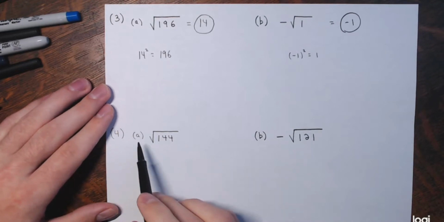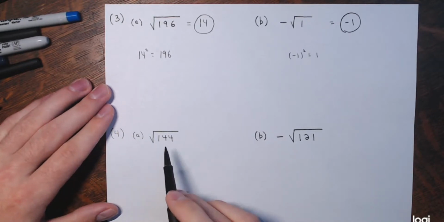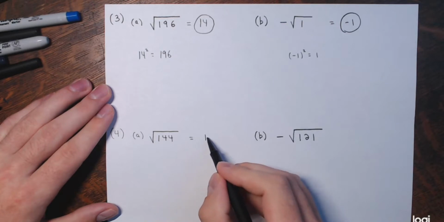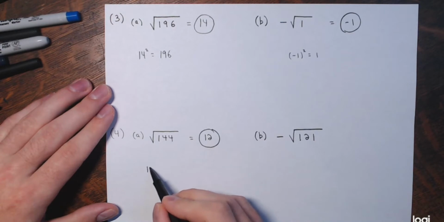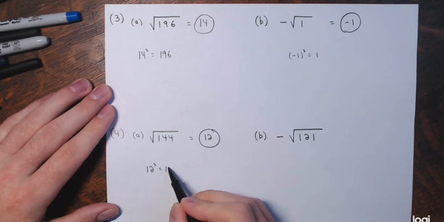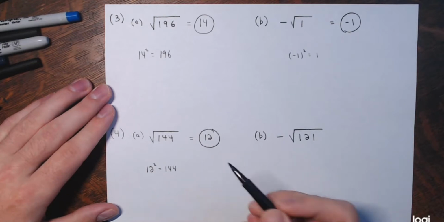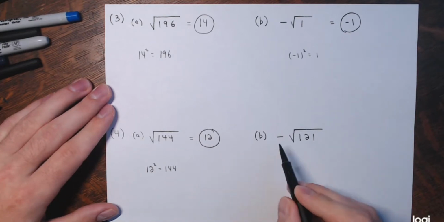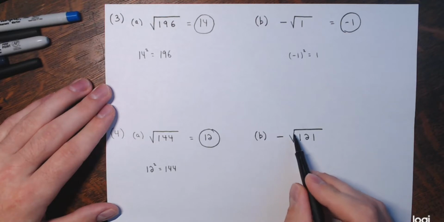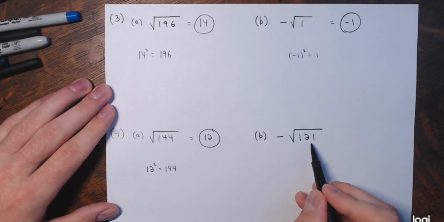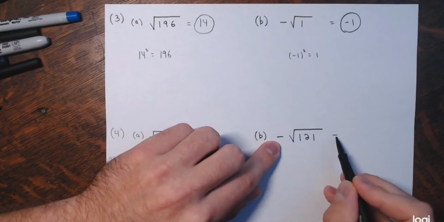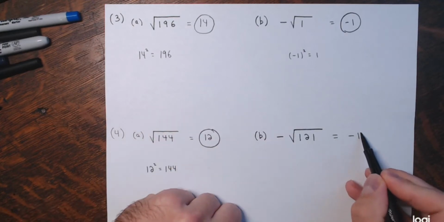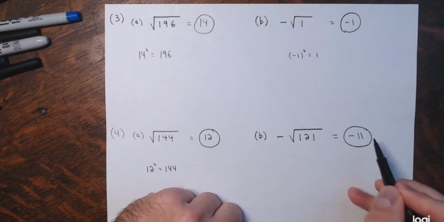All right, number 4. Part A, what's the positive square root of 144? That would be positive 12, and I'm done. That's because 12 to the second power is 144, and that's how you check. Part B, they want the negative square root of 121. Well, the positive square root of 121 would be 11, since 11 squared is 121. So the negative square root of 121 is negative 11 that they want here. I'll circle that and I'm done.